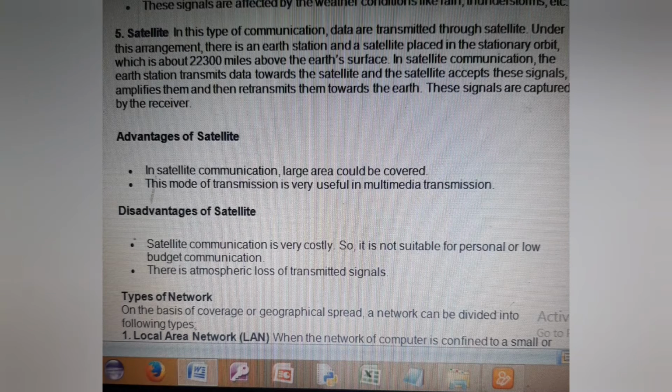The satellite is placed in stationary orbit, which is about 22,300 miles above the earth's surface. So here it is written, in satellite communication, the earth station transmits data towards the satellite, and the satellite accepts these signals. It amplifies them and then it retransmits them towards the earth.